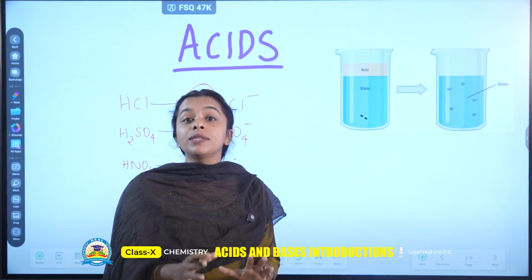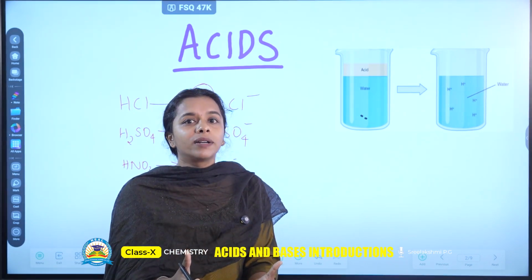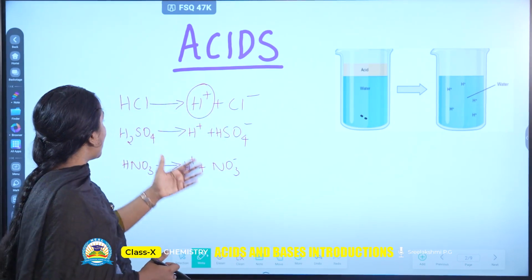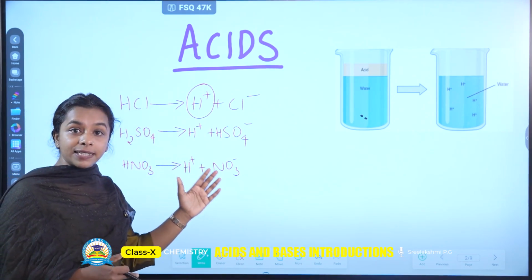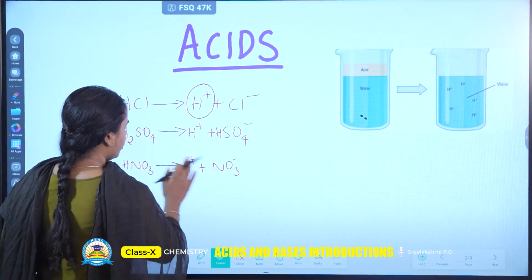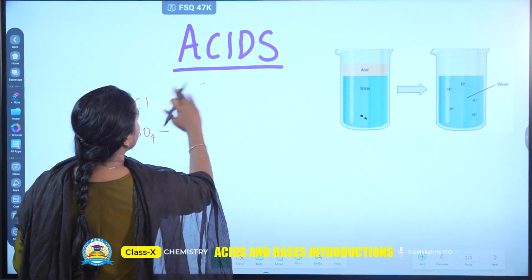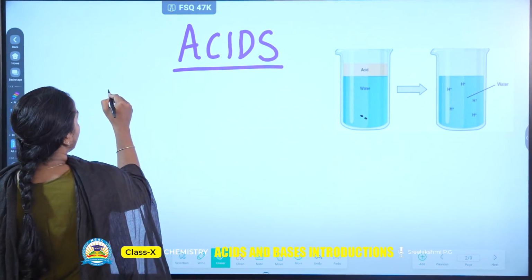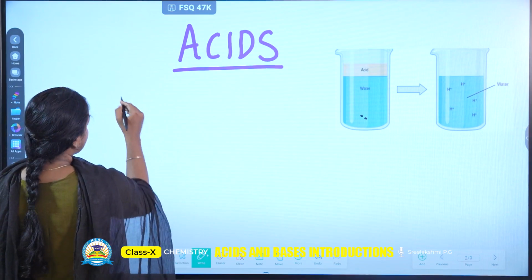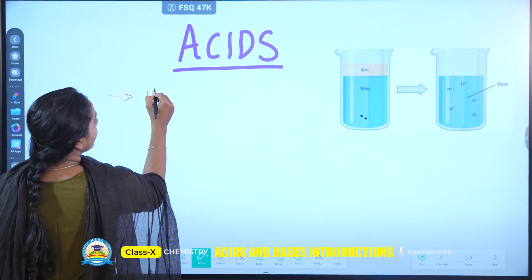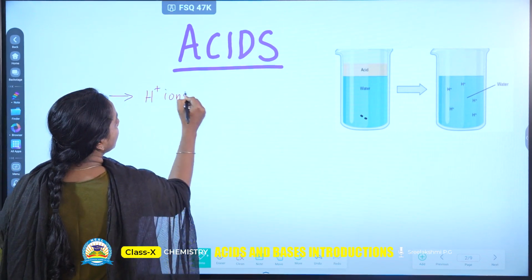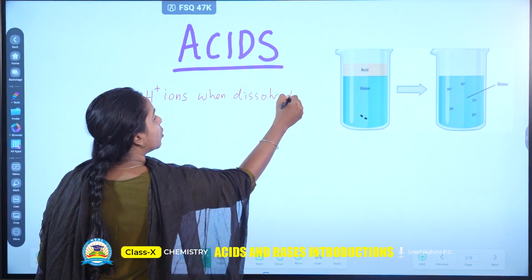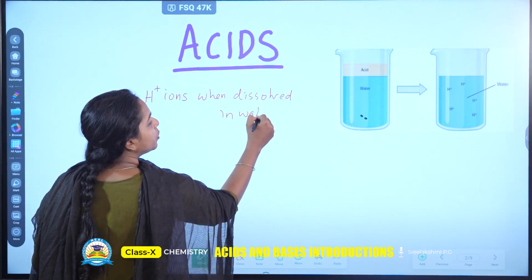Acids will produce H plus ions only in the presence of water. What is the reason? That also you will study in the next topic. So acids will produce H plus ions when dissolved in water. That is the one definition for acids that we will always use. So here I am writing the first one, that is acids produce H plus ions when dissolved in water. When dissolved in water, that also you have to remember.